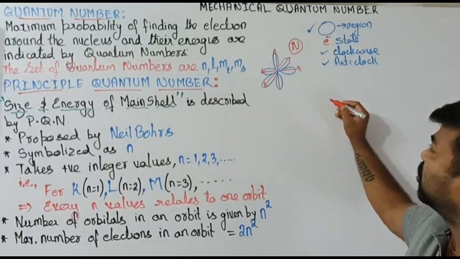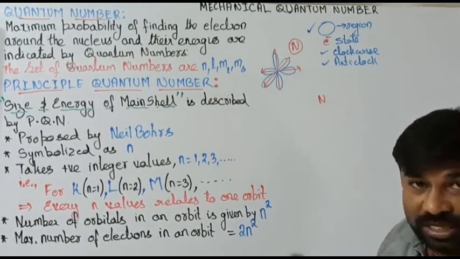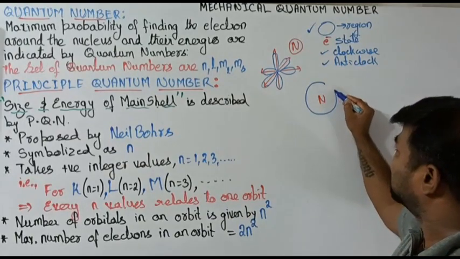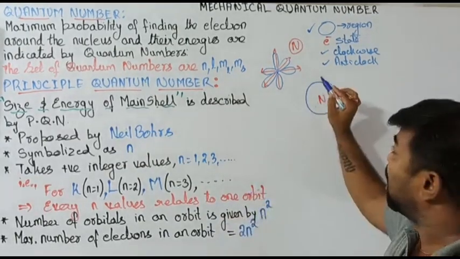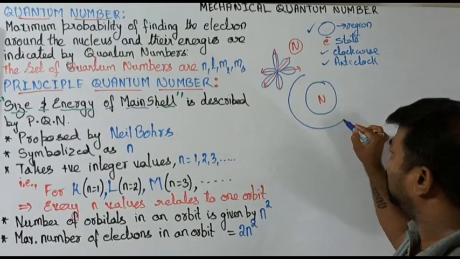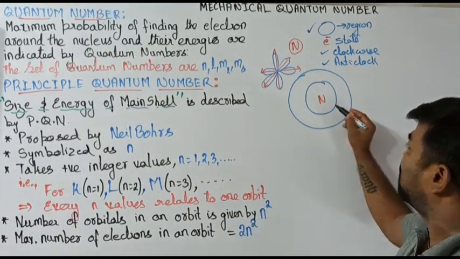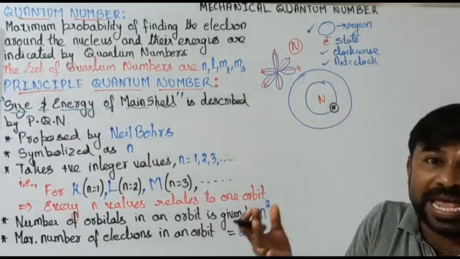Now let me come back to this. Suppose you take the nucleus here. This is the first orbit I am talking about, and this is the second orbit. If the electron is somewhere here, what about the energy?